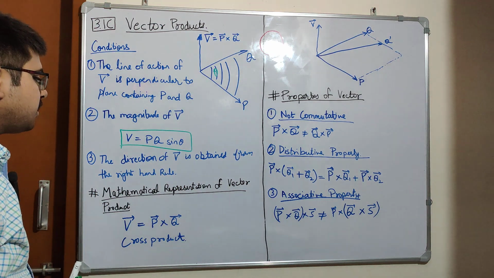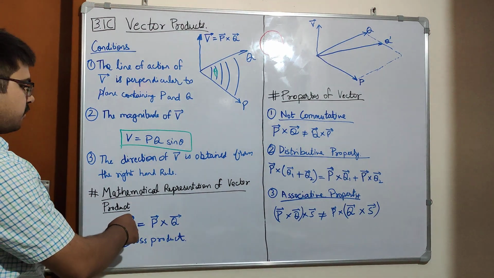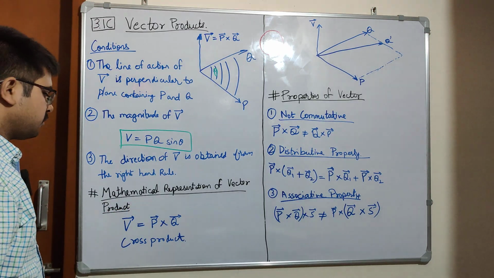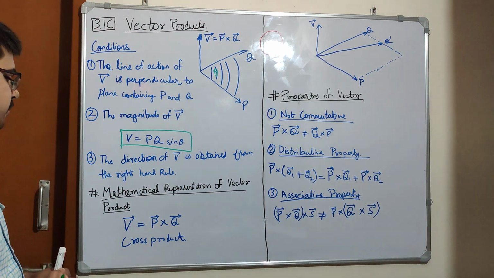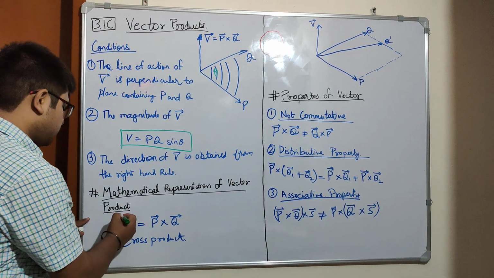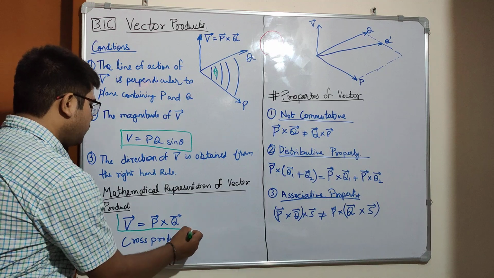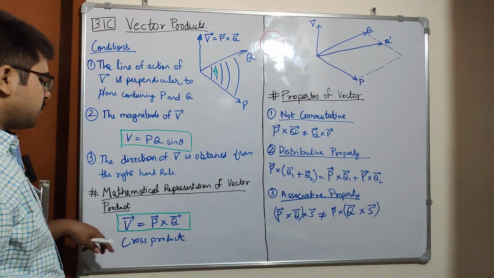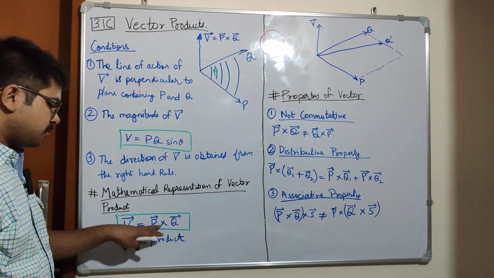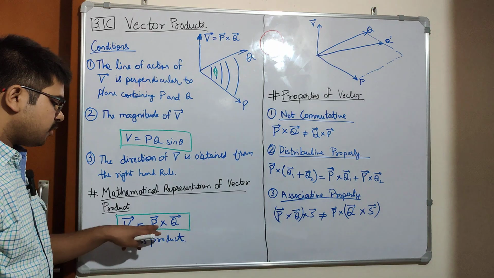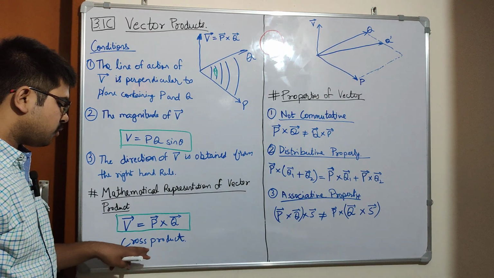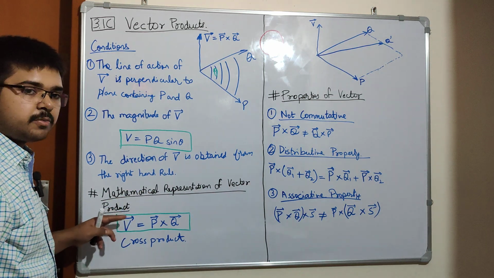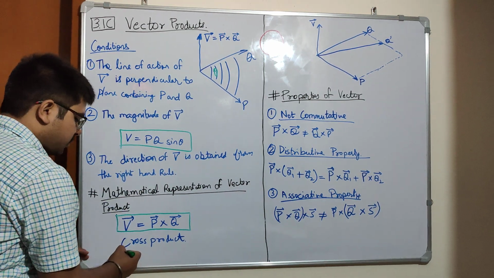Then what is the mathematical representation of vector product? The mathematical representation of vector product is written as v vector is equal to p vector cross q vector. Now because there is a cross multiplication sign between them, it is also called cross product. So vector product is also called cross product.